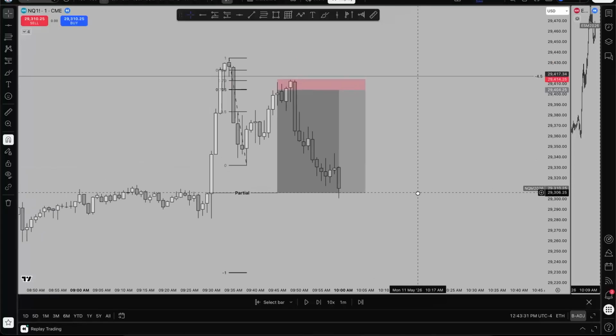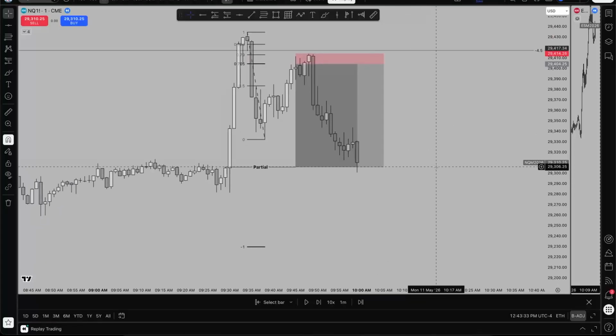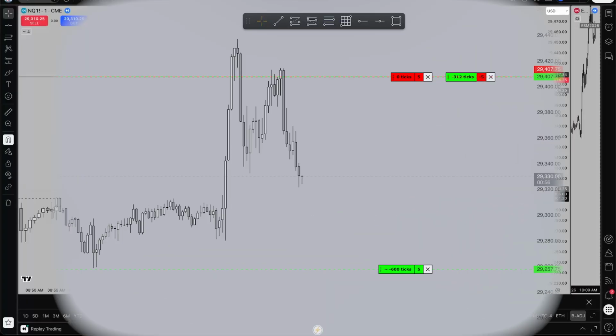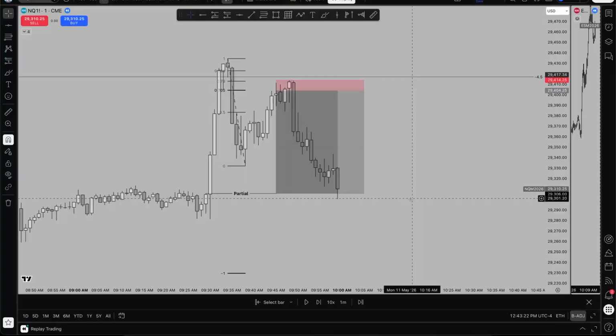This trade right here ran over 9.8 RR and made me $2,650 per funded account. I'll quickly throw up a screenshot from Project X when I took the trade, and let's get into the trade recap.